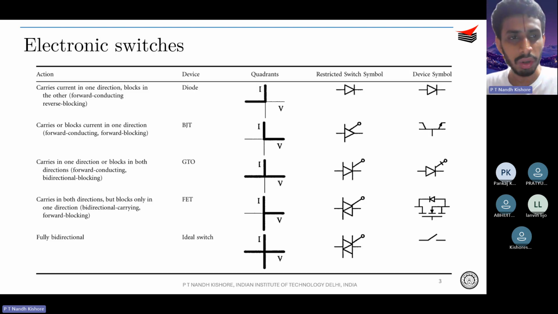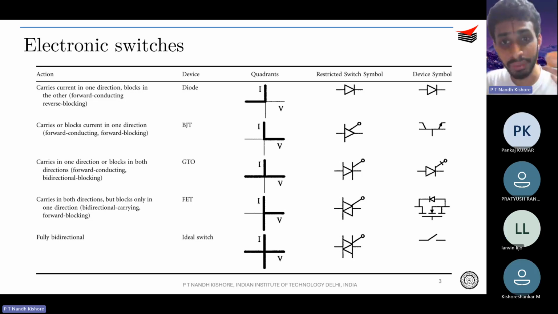Okay. So this is just a summary of electronic switches that we generally use for power applications. You have your diode, which is totally uncontrolled and operates only in the second quadrant. That is, it can block reverse voltage and conducts only unidirectional current, as you can understand from the quadrant operation over here. And then you have the conventional BJTs, bipolar junction transistors, that can block forward voltage until it is supplied with a base current. And if it is supplied with a base current, then the BJT gets forward biased and it can carry unidirectional current.